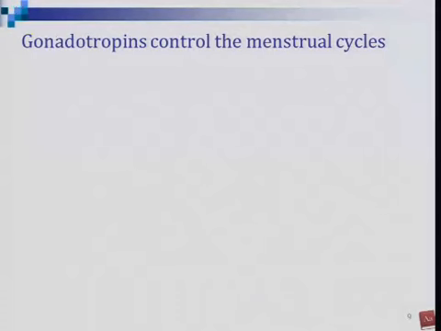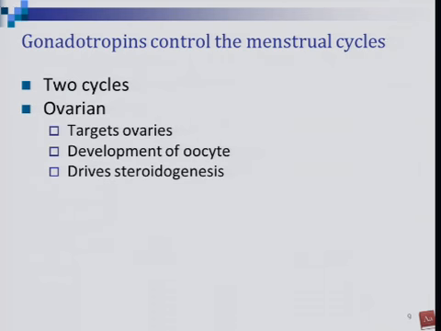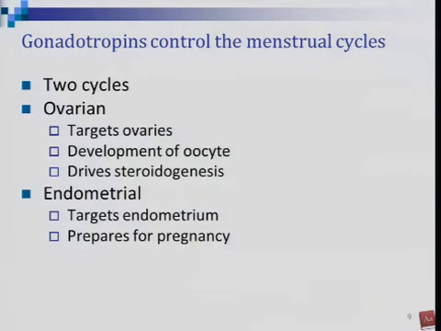Okay, so gonadotropins control the menstrual cycles. Now, there's actually 2 separate menstrual cycles in women that overlay on top of one another. The first is the ovarian cycle. This is the one that occurs in the ovaries and involves development of an oocyte in preparation for fertilization. And it's this cycle that drives steroidogenesis. There's also the endometrial cycle, which targets the endometrium of the uterus. And this prepares the uterus to accept a fertilized embryo for implantation and pregnancy.